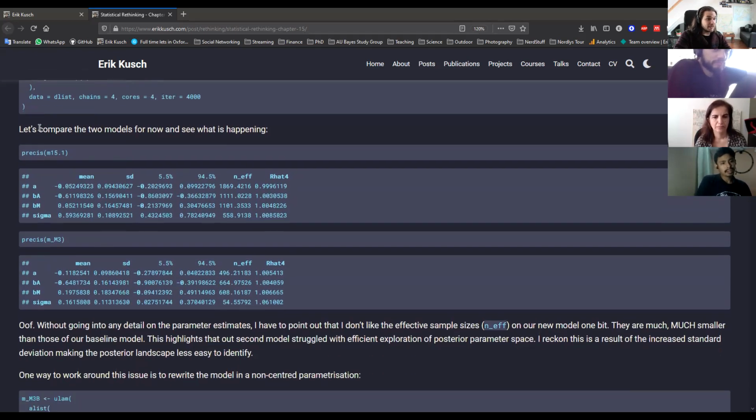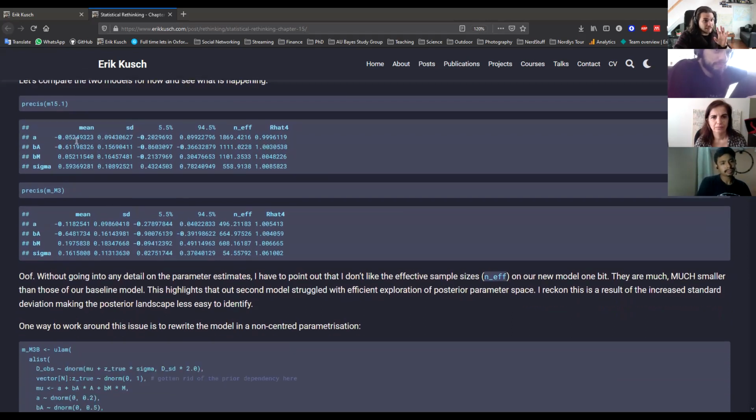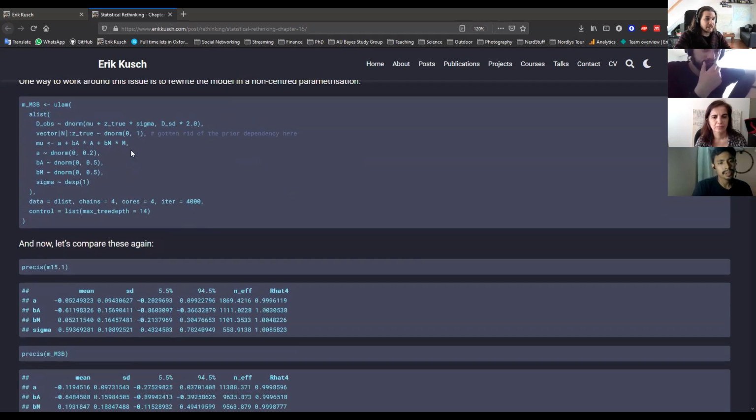When we then look at our model output, before getting into what has changed here, we can already see that the effective sample sizes are terrible for our second model, at least in comparison to our base model. Without going into detail, I consulted the solutions by McElreath to get to a non-centered parameterization, and just copied over the non-centered parameterization model. So we have more effective sampling.